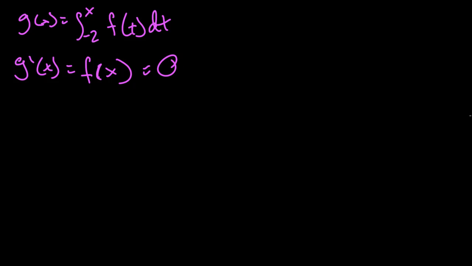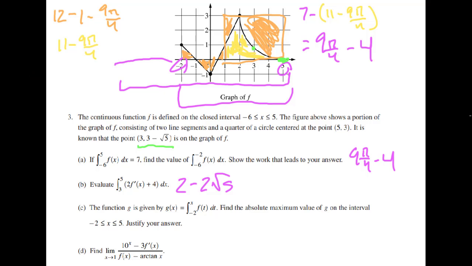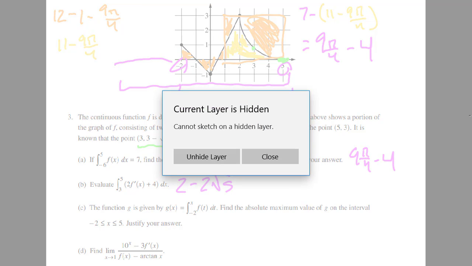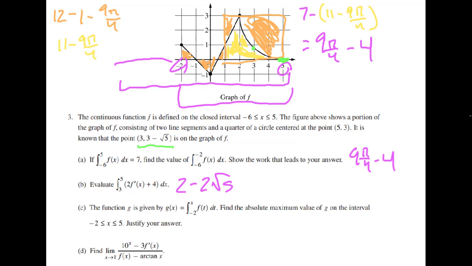So when is f of x equal to 0? Well, let's go look at our graph. F of x, when are you equal to 0? Let's use blue. Oh, sorry, that's hidden. Let's fix that. Okay, f of x is equal to 0 right here at -1. Right here, this point is 1/2. And where else? Oh, right here at 5. So we have points -1, 1/2, and 5.